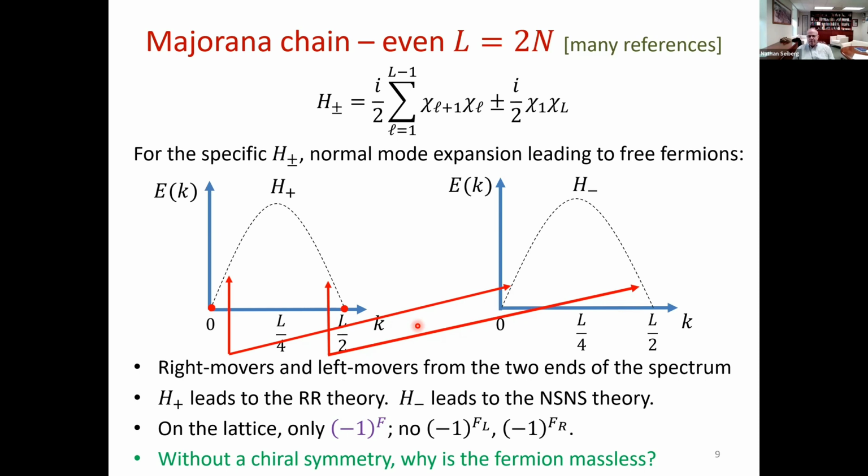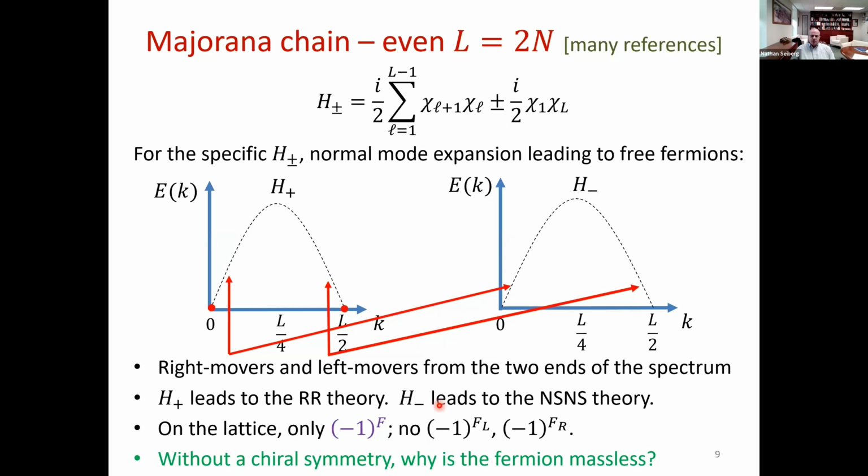We didn't fine-tune any parameter. We just imposed the symmetries we imposed, and we landed on the ground state. We landed on this system. In fact, in the continuum, we could have added a mass term for the fermion. It does not violate minus 1 to the f.